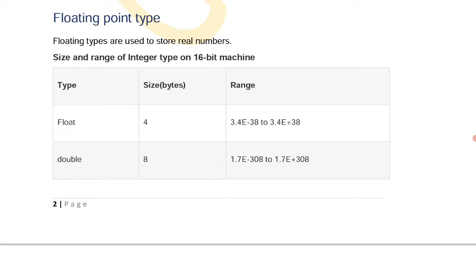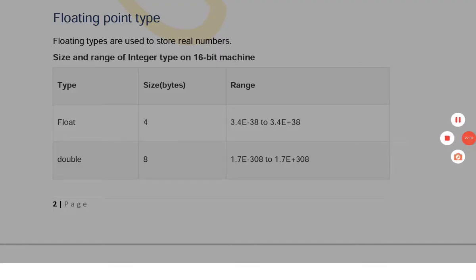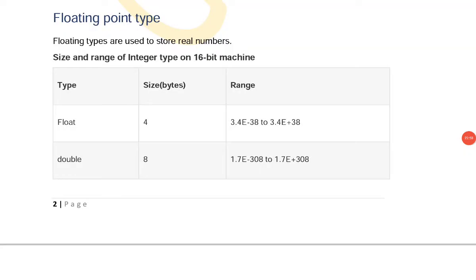Generally, floating point data types are used to store real numbers. What are real numbers? Real numbers means numbers with some decimal point. Numbers with decimal points are called real numbers. So, floating point numbers are of two types. First one is float and second one is double.